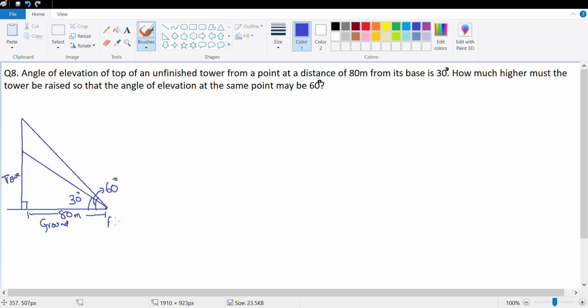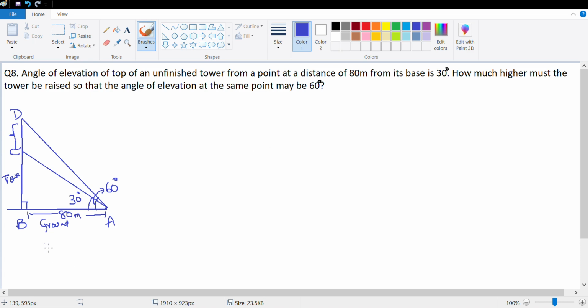Let this be point A, this is point B, this is point C, and this is point D. Perfect. So what they want me to figure out is how much the tower should be raised, which means I need to figure out the distance between C and D. So this is what I need to figure out. Now that I know the question, let's see what we can figure out.